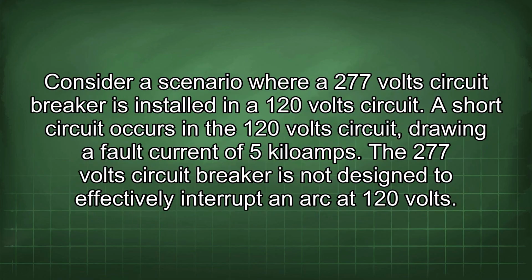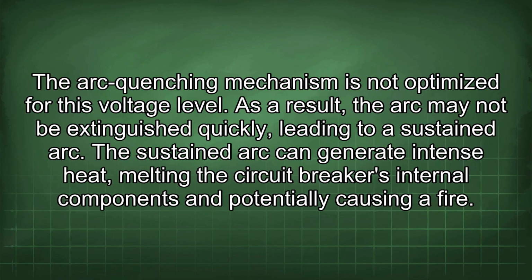Consider a scenario where a 277 volt circuit breaker is installed in a 120 volt circuit. A short circuit occurs in the 120 volt circuit, drawing a fault current of 5 kA. The 277 volt circuit breaker is not designed to effectively interrupt an arc at 120 volts. The arc quenching mechanism is not optimized for this voltage level. As a result, the arc may not be extinguished quickly, leading to a sustained arc. The sustained arc can generate intense heat, melting the circuit breaker's internal components and potentially causing a fire.